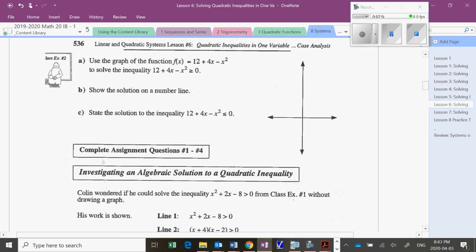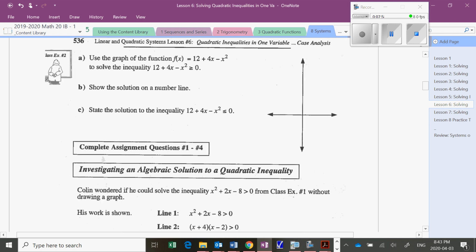Okay, so for this next question, it says to use the graph of the function f of x equals 12 plus 4x minus x squared to solve that particular inequality. So once again, that means we need to know how to graph that. Graphing could involve a number of things. First off, we could go ahead and factor that function. That would be helpful. What else would be helpful?